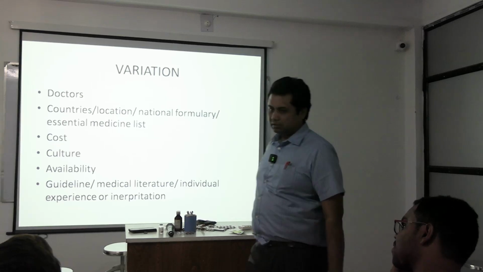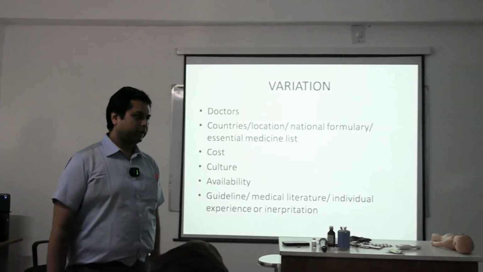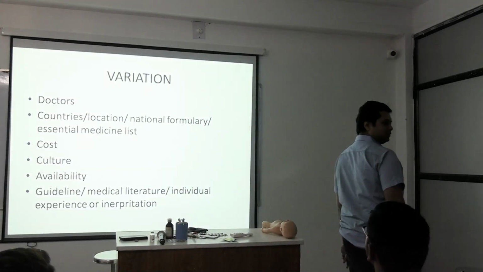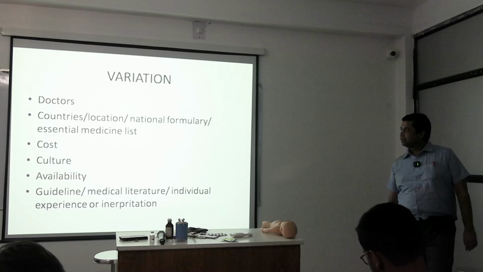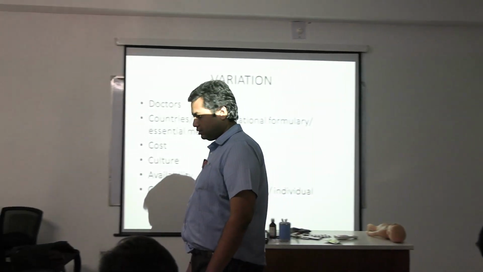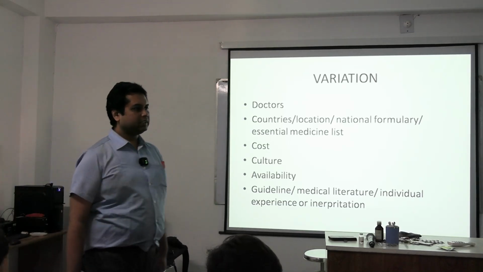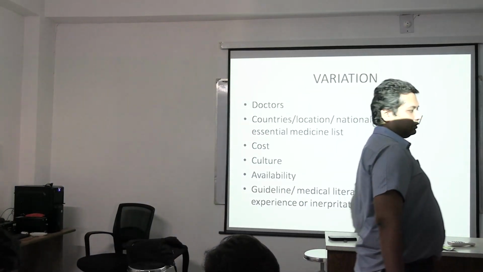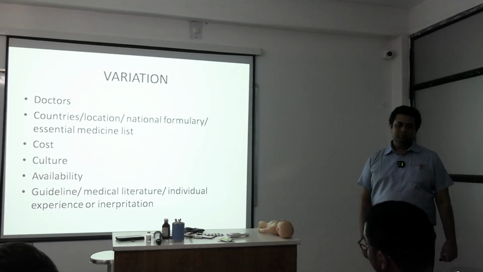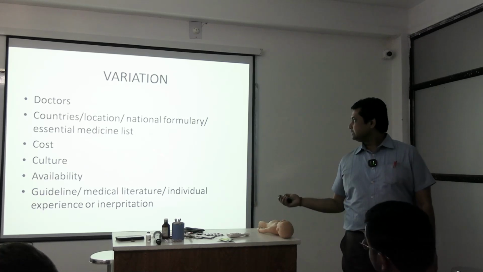So P-drug is not a universal drug. There will be variation depending upon doctors, my choice. Then countries, location, national formulary, essential medicine list. Some drugs are approved in certain countries, other drugs are not. Some drugs are present in certain localities. You prescribe a drug, the patient fails to find it in any pharmacy. That is not good for the patient. That must be present. Essential medicine.